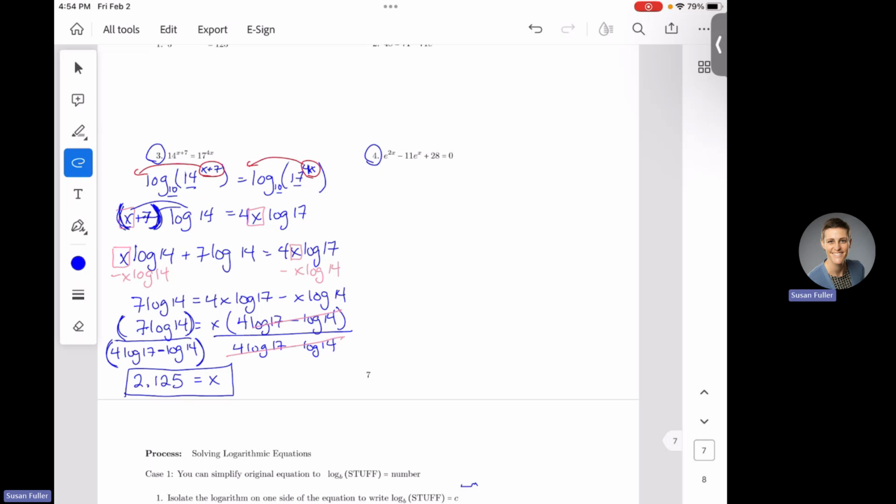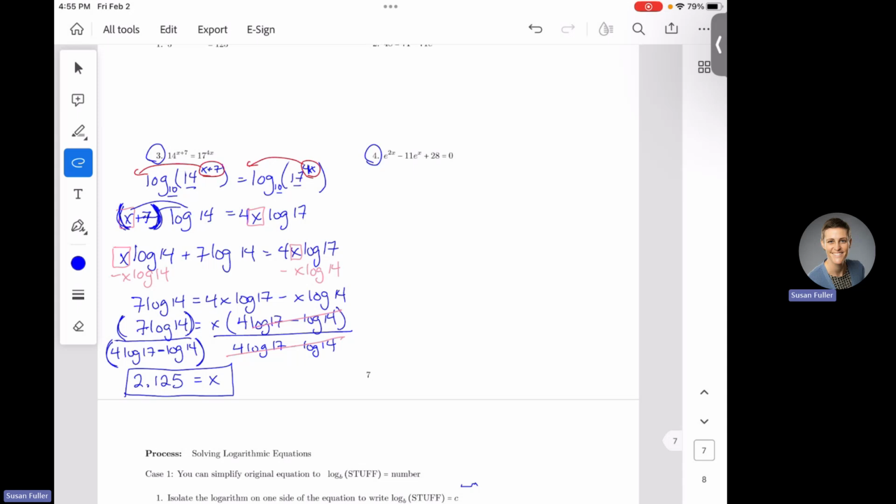I'll tell you right now, I'm not going to make you do this on your test on Monday, but like I said, we're going to be doing this later in the semester. So this is a good challenge problem on your homework to start your brain getting in the habit of looking at the structure of problems rather than exactly what's in it. Okay, so we want to solve e to the 2x minus 11 times e to the x plus 28 equals 0.